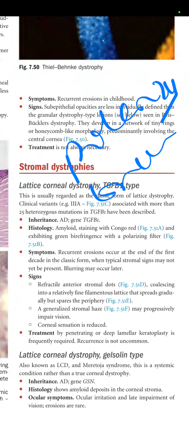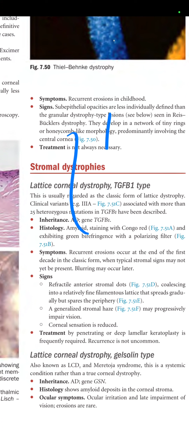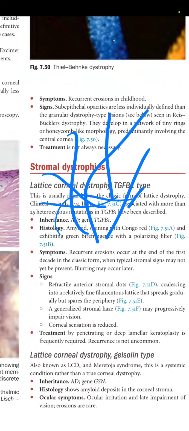Symptoms: recurrent erosion occurs at the end of the first decade in the classic form, when typical stromal signs may not yet be present. Blurring may occur later. Refractile anterior stromal dots coalesce into a relatively fine filament lattice that spreads gradually but spares the periphery. So basically, you can see there will be dot-like lesions, and then it will typically define the lattice-type pattern. A generalized stromal haze may progressively impair vision. Corneal sensation is reduced. Treatment by penetrating or deeper keratoplasty is frequently required.